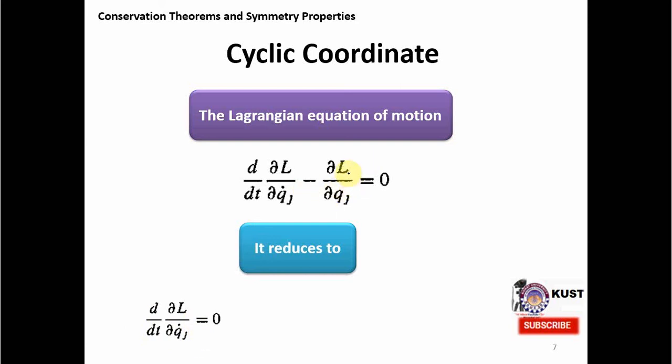Why? You can now know this, that this q is not present in L because it's cyclic. So if this q, which could be any coordinate, is cyclic, which means it is not present in L, then del L by del q is equal to 0, and we are left with this first term. And since we know that del L by del q dot is equal to P, so dP by dt is equal to 0, and you remember that if the derivative of anything is equal to 0, that thing must be constant, so P is constant.